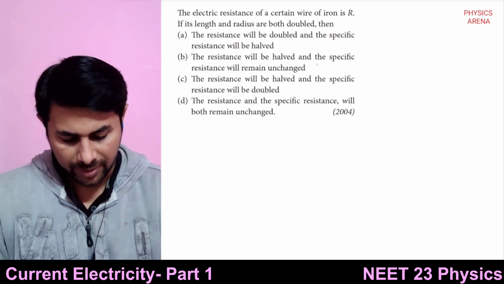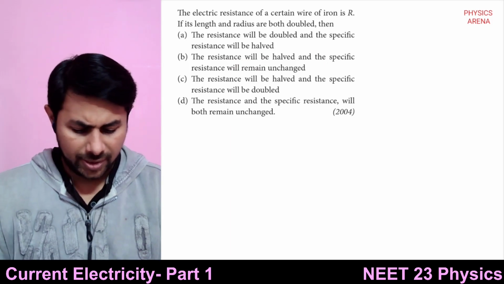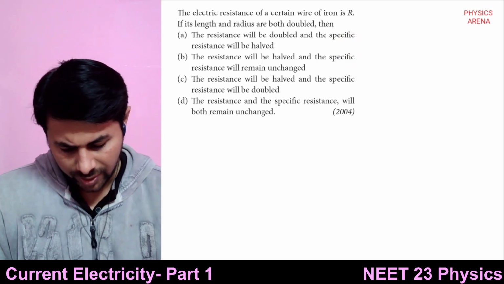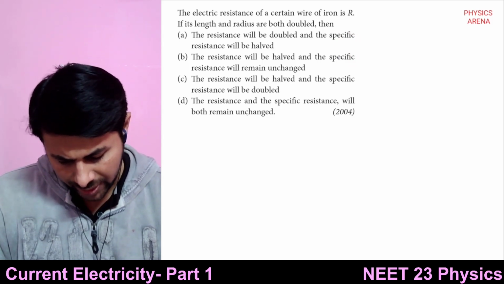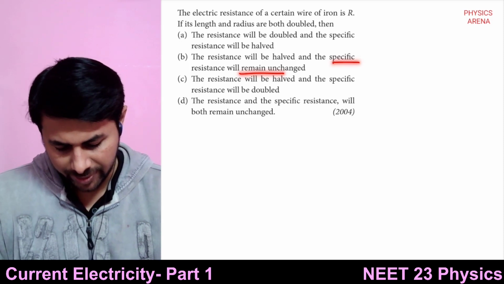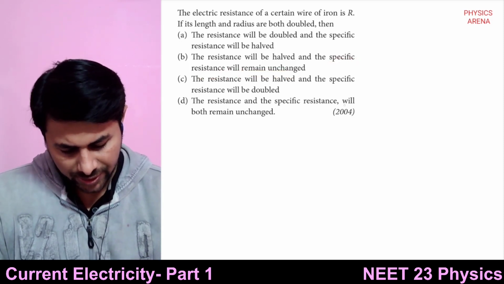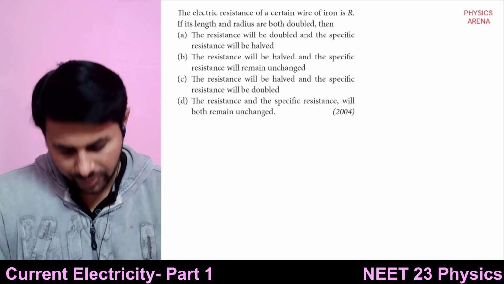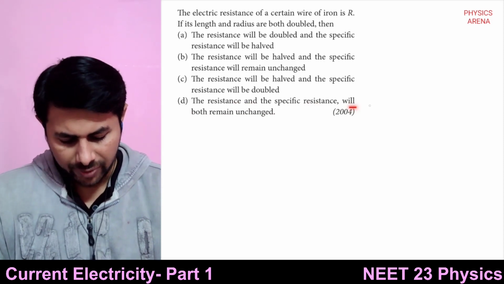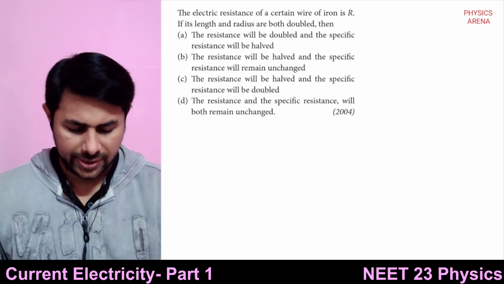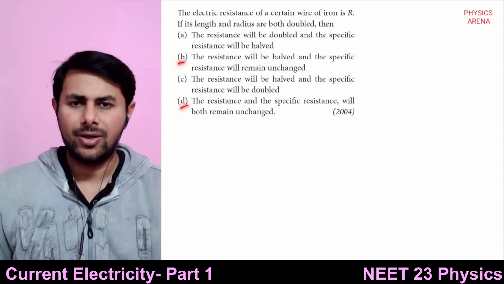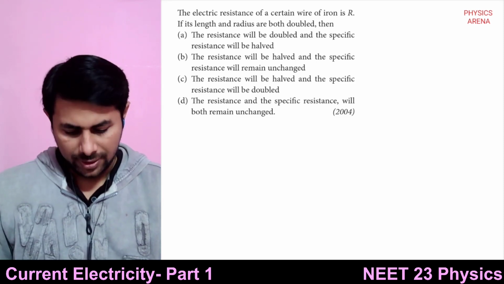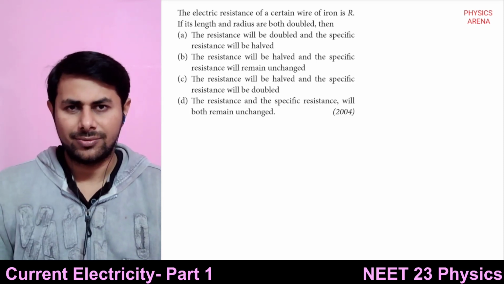The resistance will be half and the specific resistance, see, first of all, there will be no change in specific resistance. Okay, so there is only one option, I guess. No, there are two options. Specific resistance remains unchanged. Resistance and specific resistance will both remain unchanged. So this thing we have to check. It's either option B or option D, because in other options they are saying specific resistance will change.